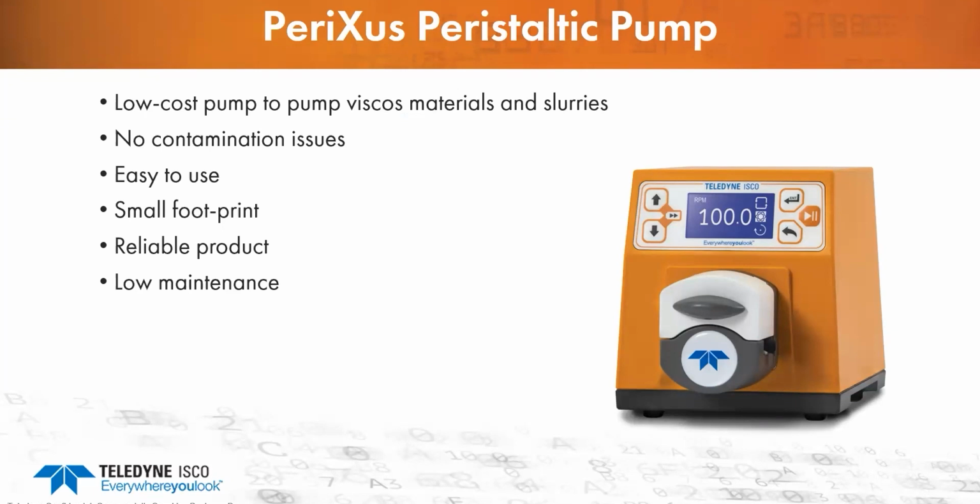The peristaltic pump is a low-cost, small footprint, and easy-to-use pump. This reliable product is used when non-contamination is an important factor. When you're moving from one experiment to another, and that move might become an issue, using the peristaltic pump can help. Also, it can be very successfully used when you pump slurries and viscous materials.